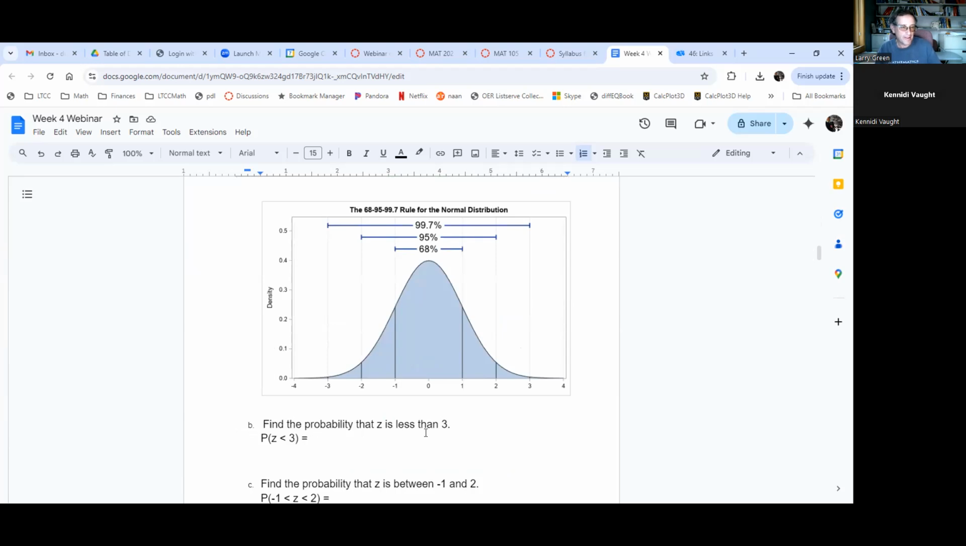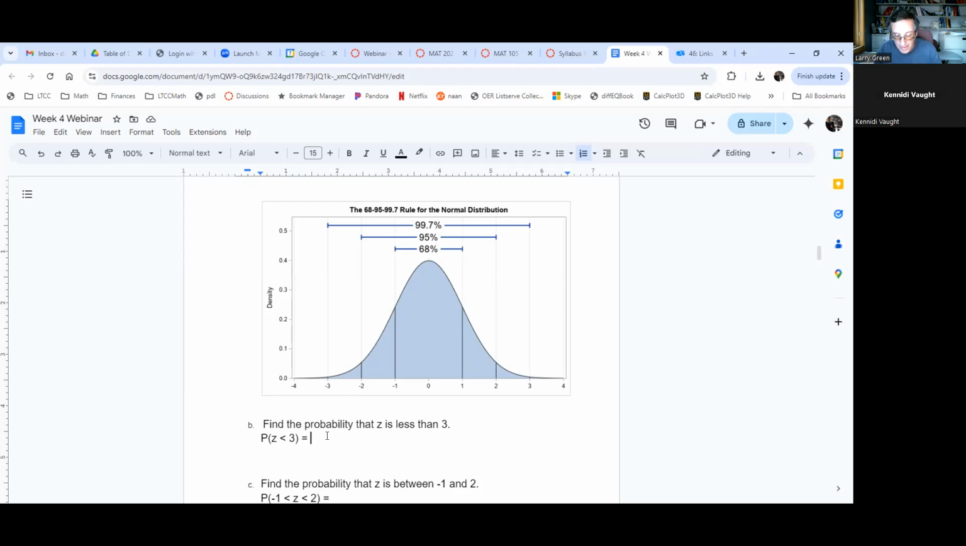What is the probability that Z is less than 3? So here's 3 on the picture. We want to be less than 3. Does that make sense? That one's a little harder. What we do know is that between -3 and 3, that's 99.7% or 0.997. But then there's more. There's less than -3. So let me write that out.